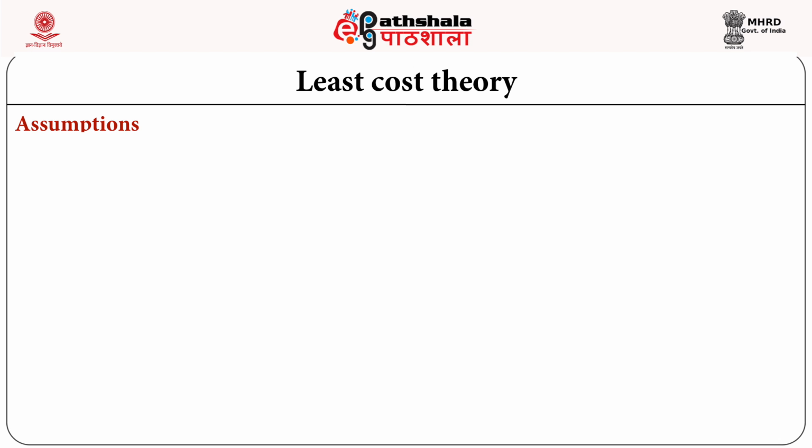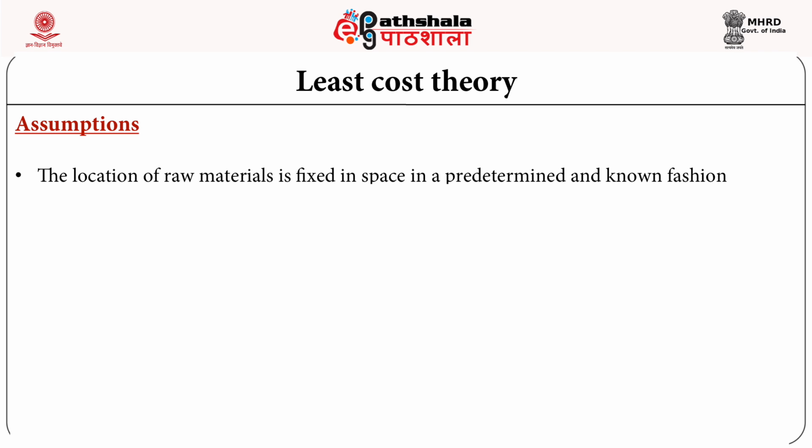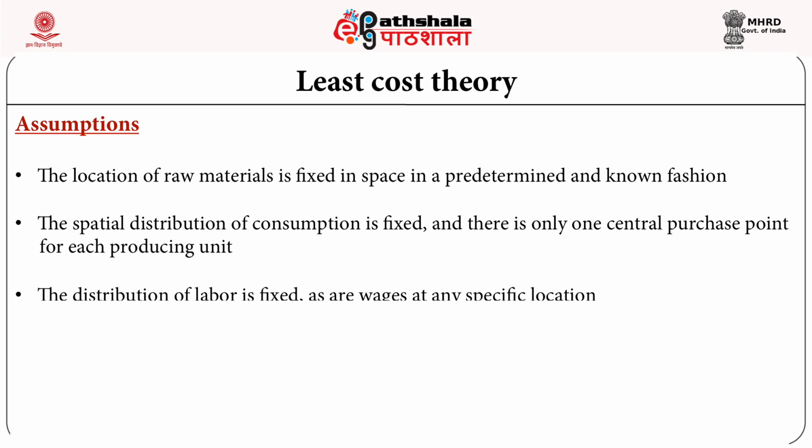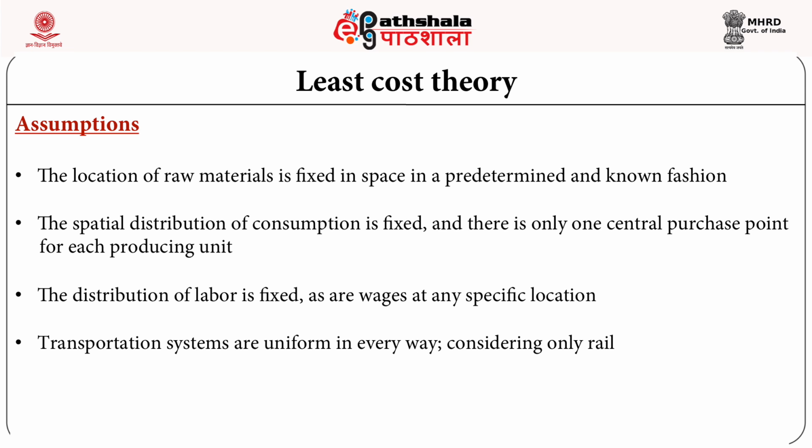The assumptions on which this theory was based were that the location of raw materials is fixed in space in a predetermined and known fashion, the spatial distribution of consumption is fixed, there is only one central purchase point for each producing unit, and the distribution of labor is fixed, as are wages at any specific location. Transportation systems are uniform in every way, considering only rail.